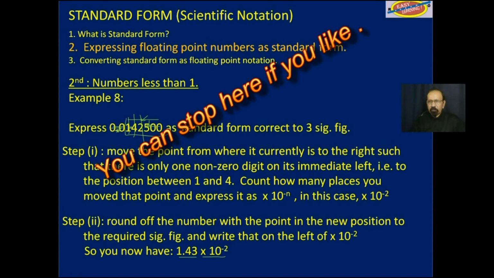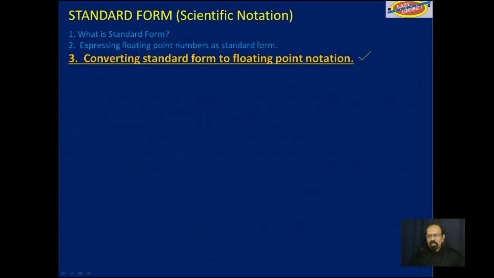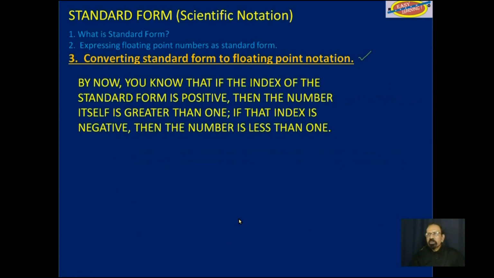So that is how you convert any rational number into standard form. Any rational number. So let's briefly look at converting the standard form back into floating point notation. This is actually doing the reverse of what we just did. So you know that if the index in the standard form is positive, the number is greater than 1, and if the index is negative, the number is less than 1. So we don't need to spend much time on this.